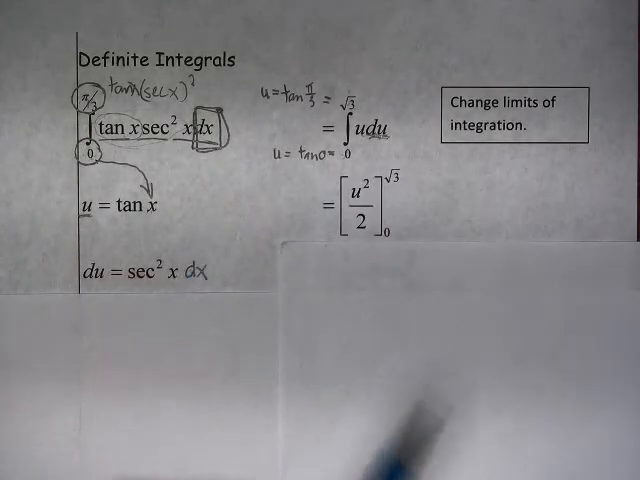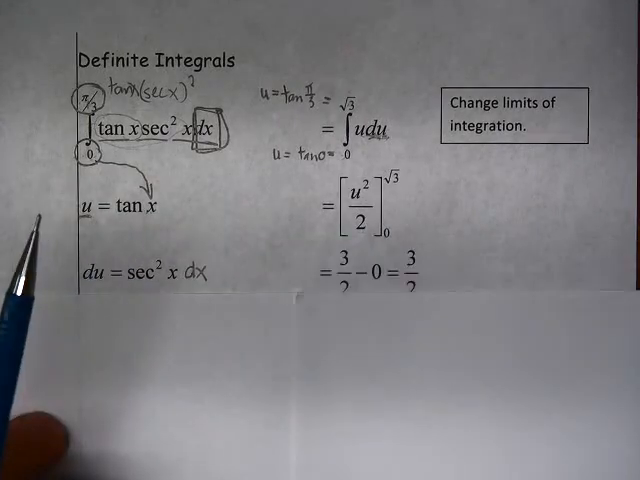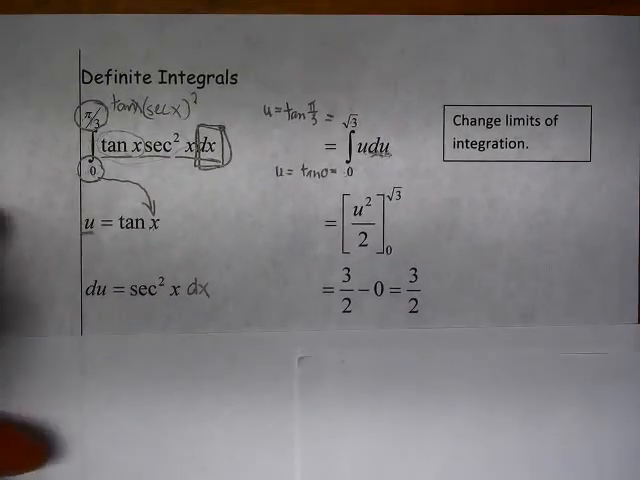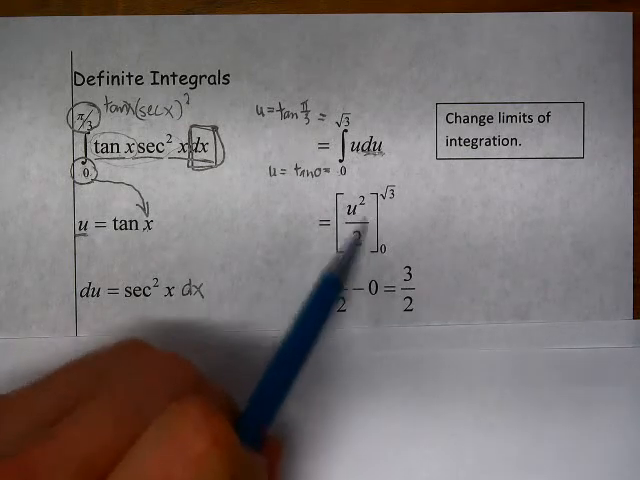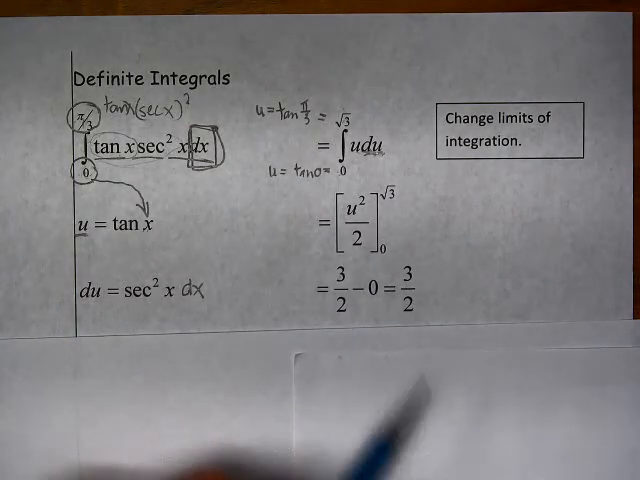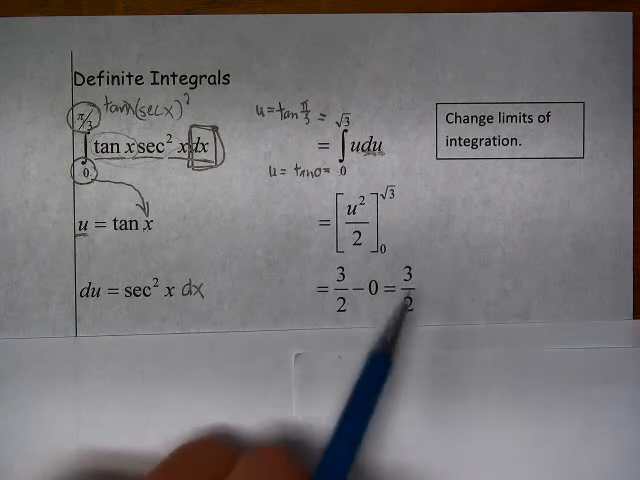And now, to find the definite integral of that, it's going to be u squared over 2 integrated from 0 to root 3, and I make the easy substitution. Square root of 3 squared is 3, so 3 over 2 minus 0 squared over 2, which is 0, and there my definite integral is 3/2.